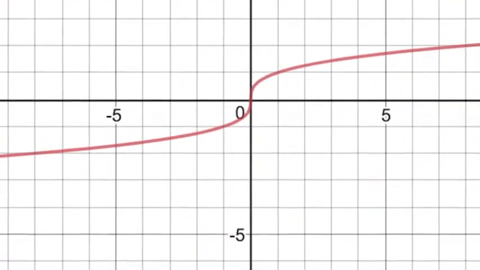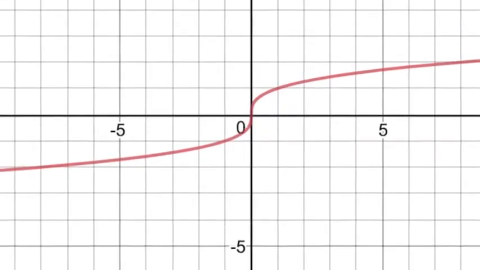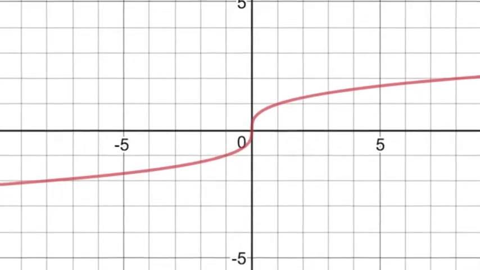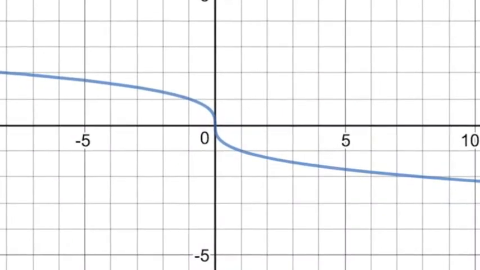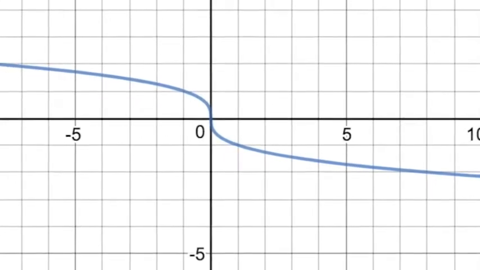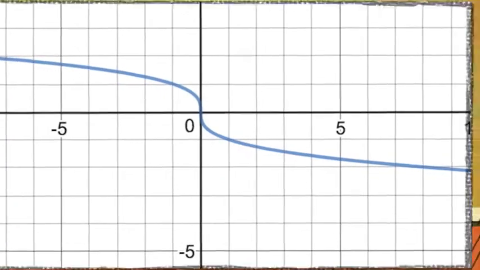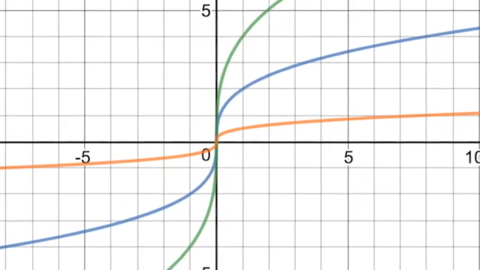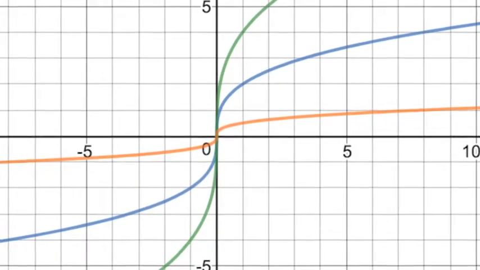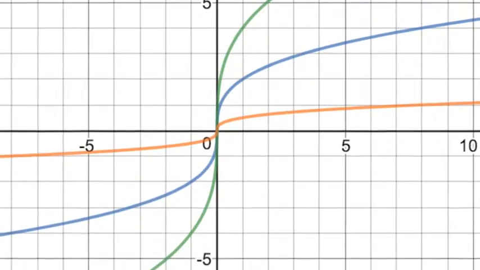I wanted to show you examples of how it applies to cubic functions as well. This is the parent function of a cubic, so y equals the cube root of x. Here is y equals negative cube root of x. Notice it just reflects it on the x-axis. Here's an example of y equals a, so a number, times the cube root of x. Notice I think the orange was like a 1/2, the blue was like a 2 or a 3.